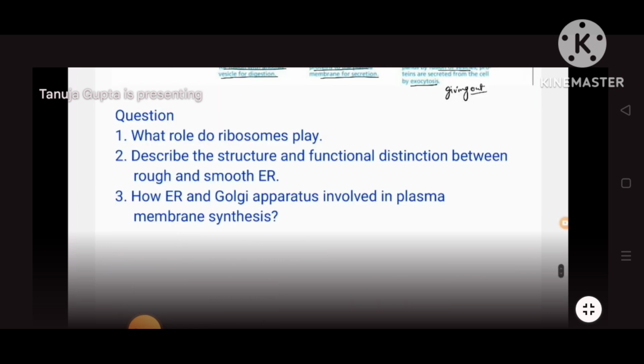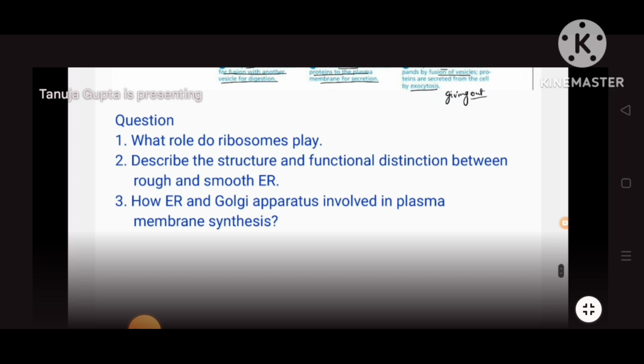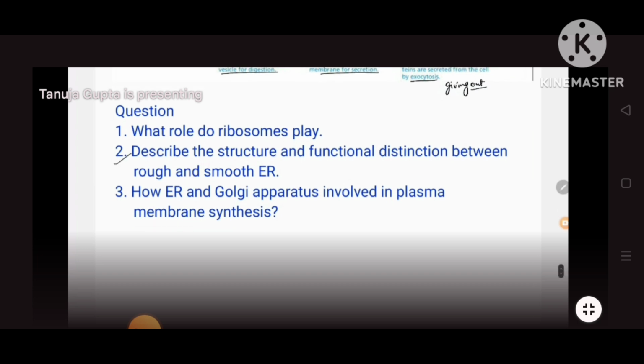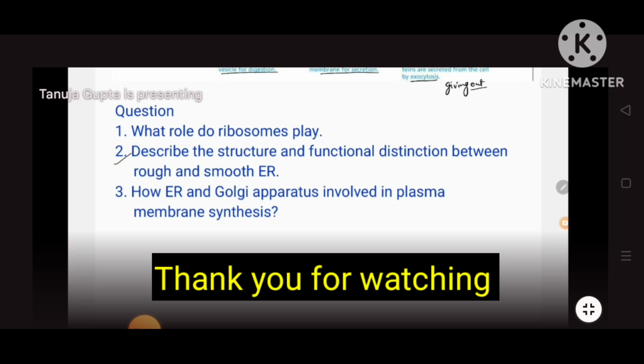Okay, a few questions I have given in this one only, just have a look at this, and it's your homework, as you can consider. So the 3 questions are there. What role do ribosomes play? Now you would be able to answer all these questions. Describe the structure and functional distinction between rough and smooth ER, and how the ER and Golgi apparatus are involved in plasma membrane synthesis. So please do all 3 questions.